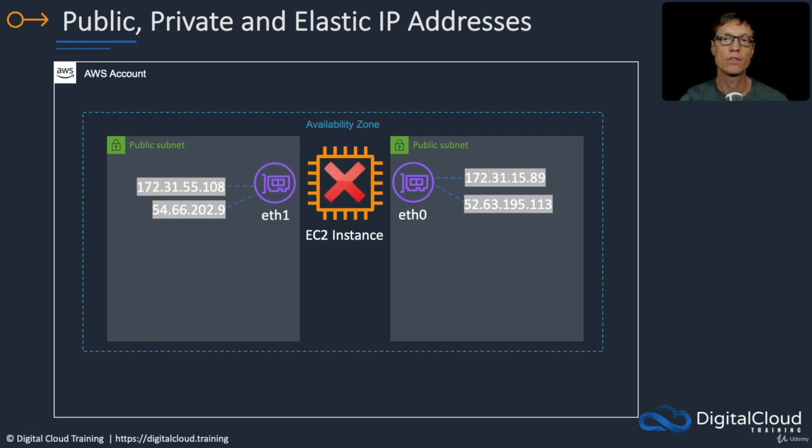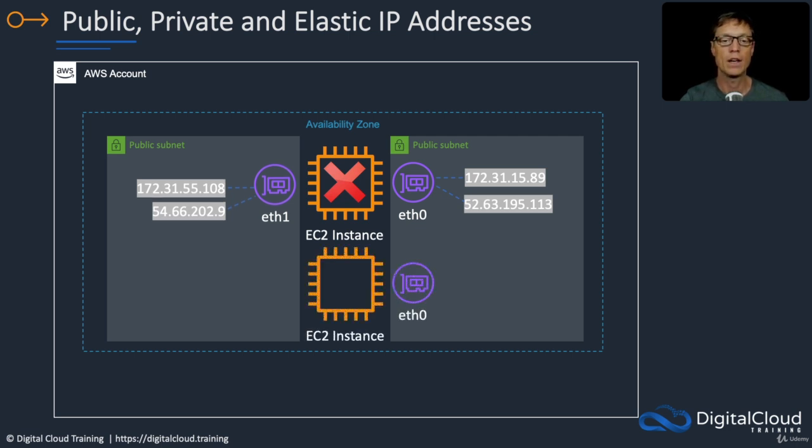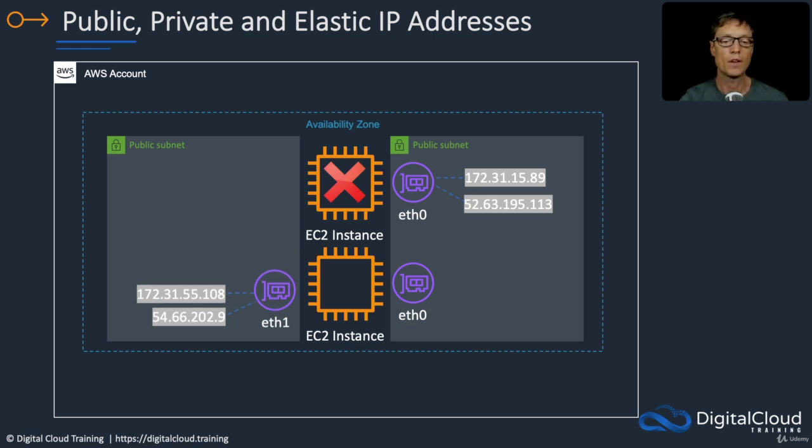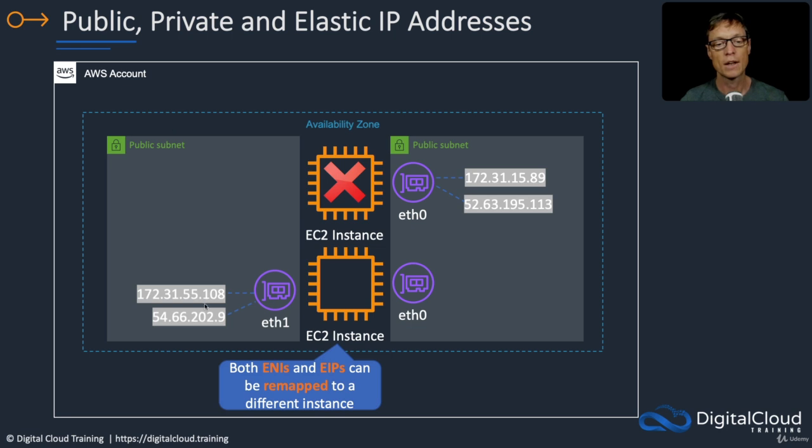Now, what if our instance fails? And let's say we have some applications that are pointing at this IP address. What we want to do is assign that IP address to another instance. So we have two options here. One of the things is we can move the elastic network adapter, because remember, we can move these between different instances within the same availability zone. So both ENIs and EIPs can be remapped to a different instance. So once we've done that, that means the second instance is now responding to any requests that are coming in to this IP address. And of course, you can automate this programmatically as well.